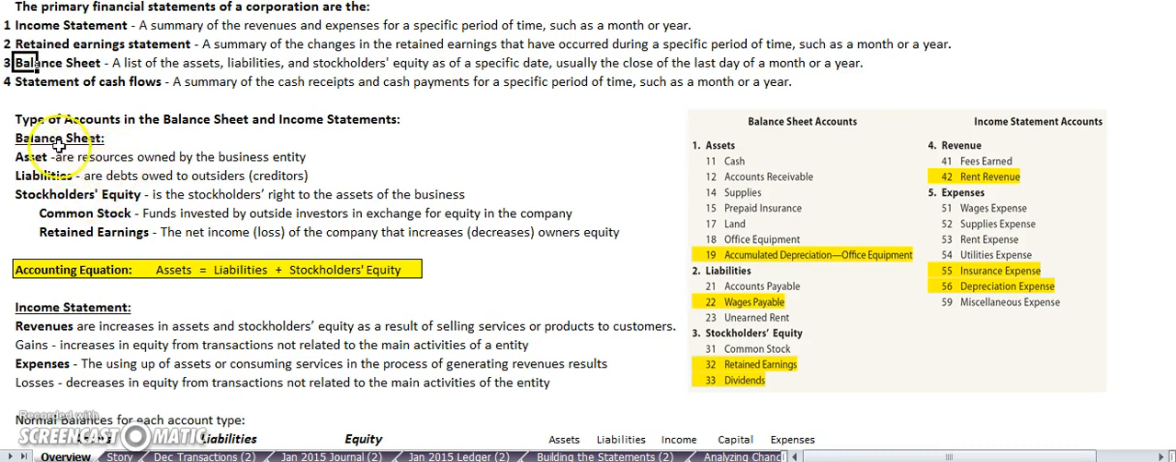Okay, so the different types of accounts that are in a balance sheet and an income statement. Let's start off with the balance sheet. In a balance sheet you have assets, liabilities, and stockholders' equity. So assets are resources owned by the entity.